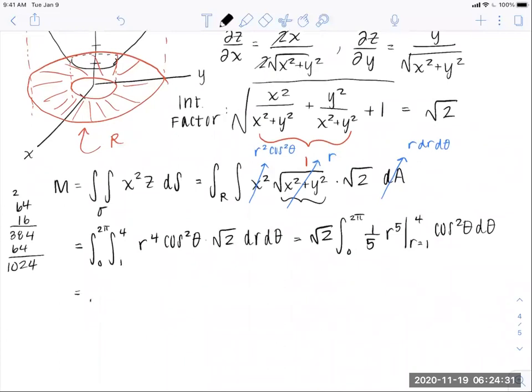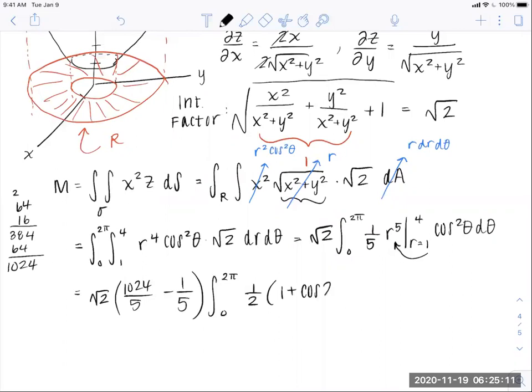So I have my square root of 2. Then I have 1,024 over 5. And then I have my integral from 0 to 2 pi. Oh, hey, and let's not forget I have to plug in 1. So let me back it up here. So I need to subtract a 1/5. There we go. And then I have the integral from 0 to 2 pi of cosine squared. Now, in order to integrate cosine squared, I'm going to use the half angle formula. I'm going to swap that out for a 1/2 times 1 plus cosine of 2 theta.